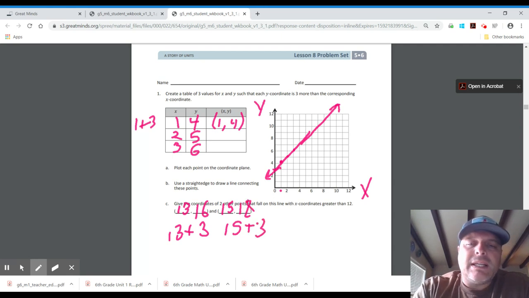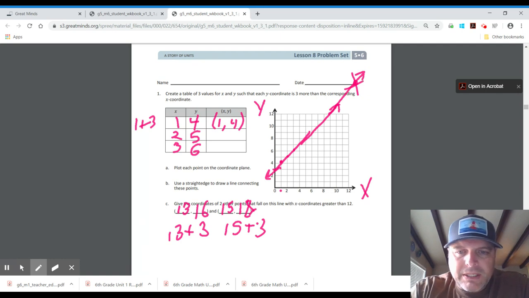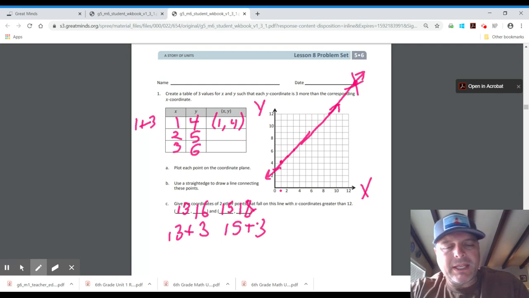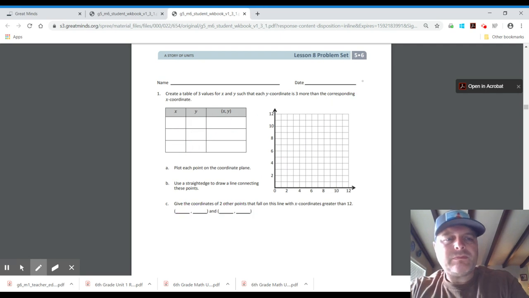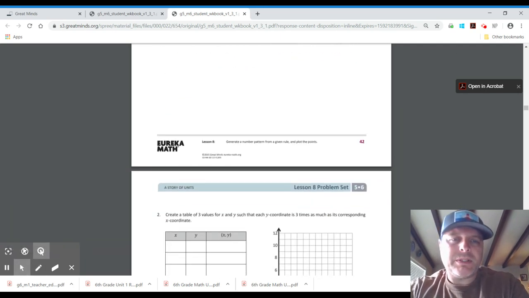So if we just kept drawing the line, these points would probably be somewhere way up here. I mean, they're off the charts. So what you have to do is, they call it extrapolate. Okay, big word. All right, let's clear this screen with Alt-Z. Okay, all right, there we go. And we're going to move on to number 2 pretty quick.